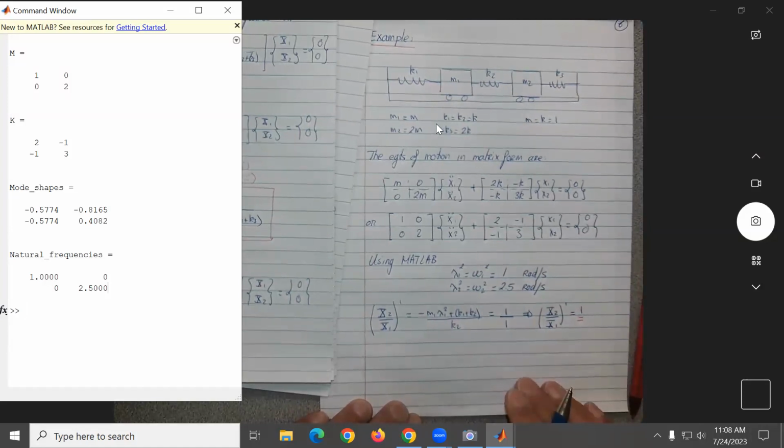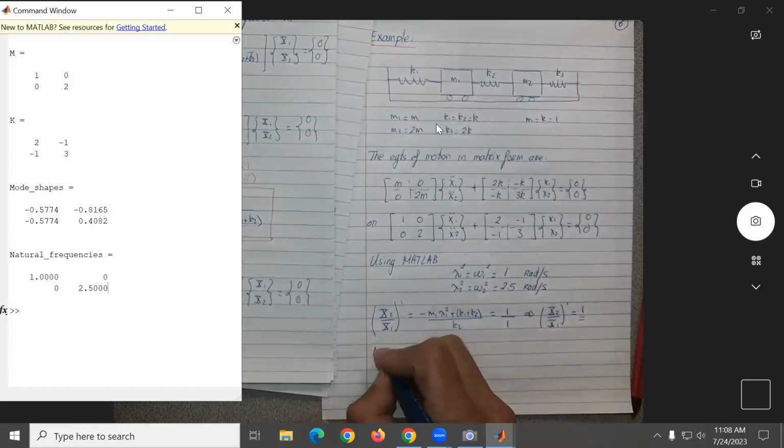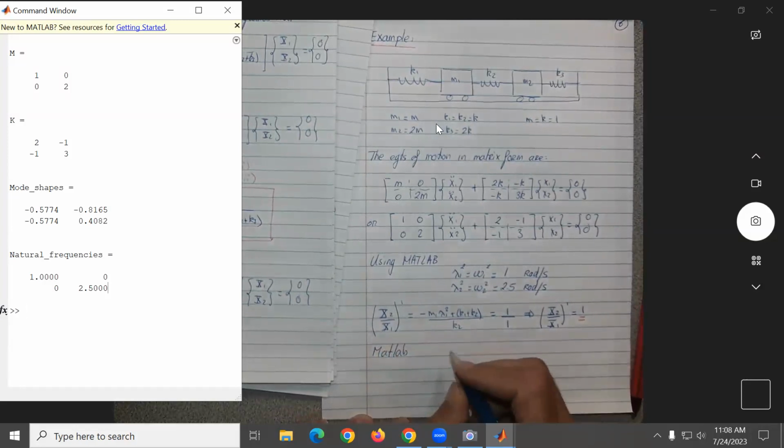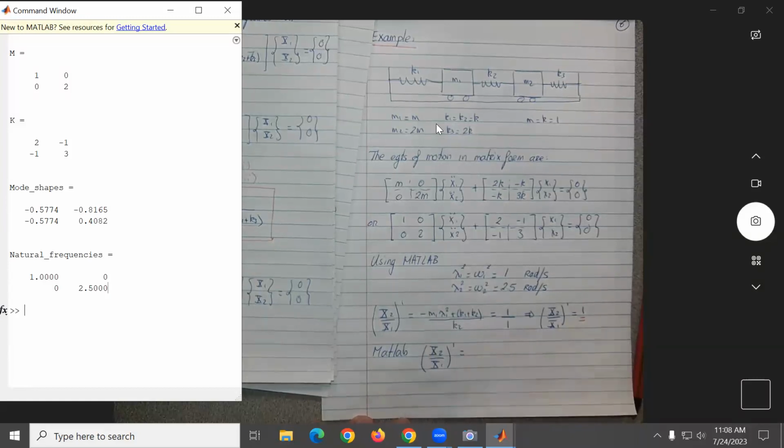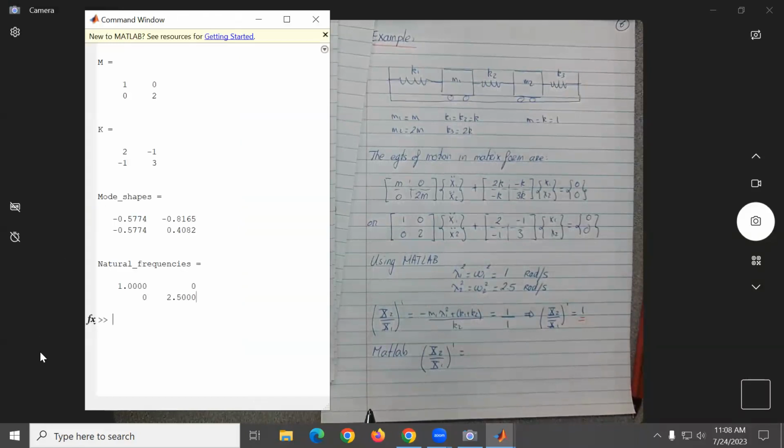All right. However, the MATLAB is given what? That the mode shape for the first one. So basically, if you do now look at the MATLAB, the first column corresponds to the first eigenvalue, no? What value is it giving you here?